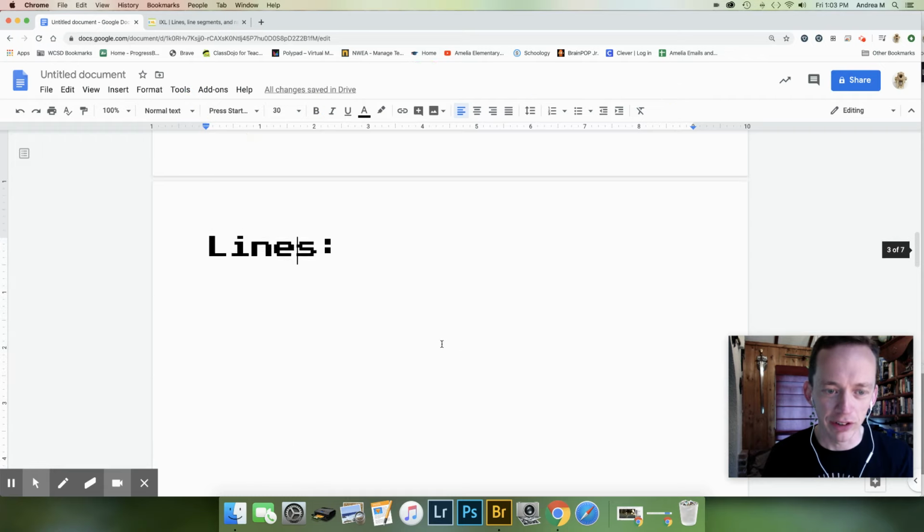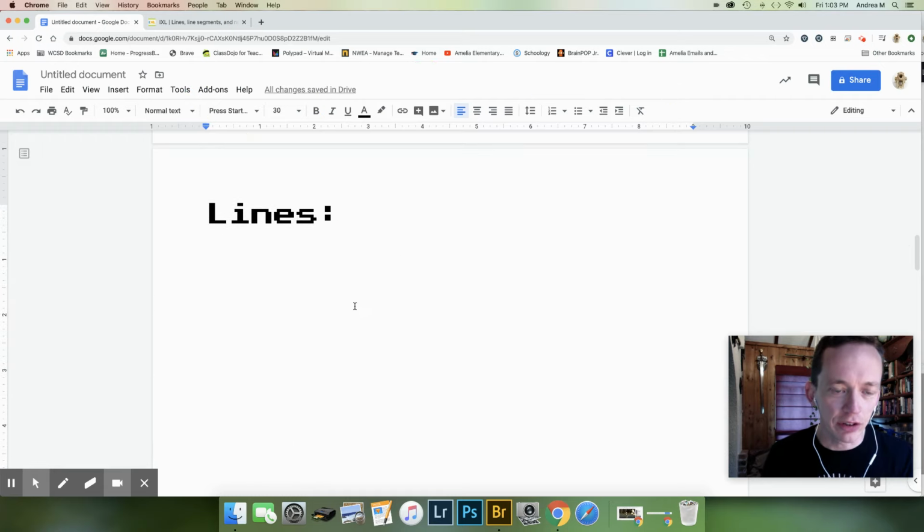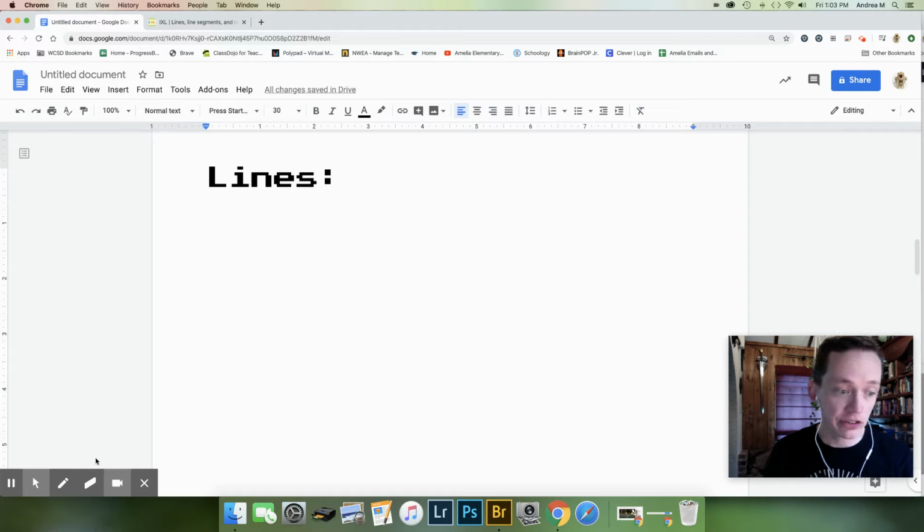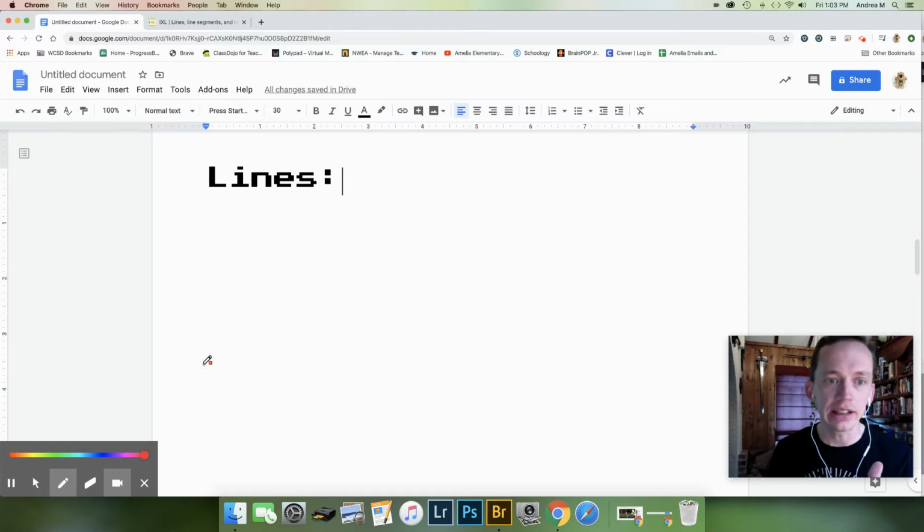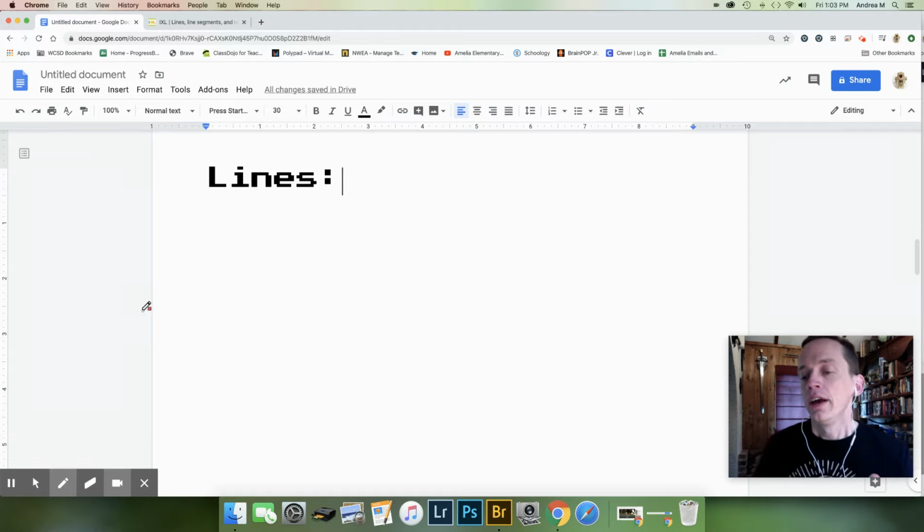There they go, perfect. The next example here for us to take a look at are lines. Now we have the idea of lines in our head, like in art class, if an art teacher tells you to draw a squiggly line or draw a straight line. But in math, in geometry, there is a specific definition of lines and how they work. So this is how we draw them, and this is how we label them.